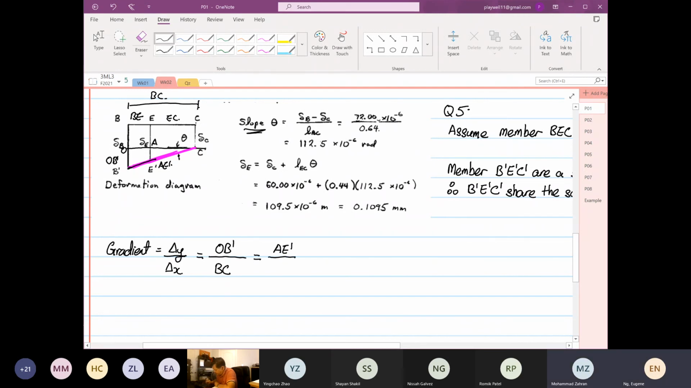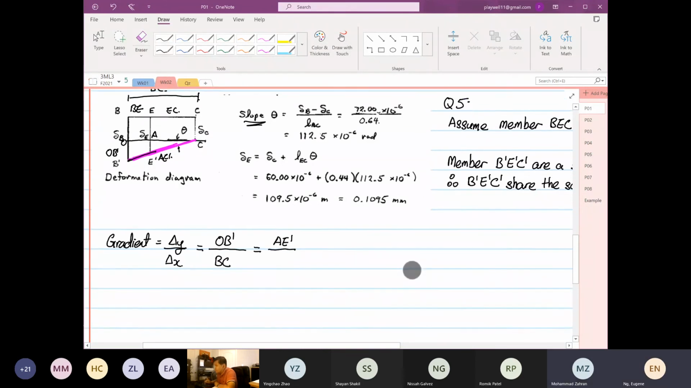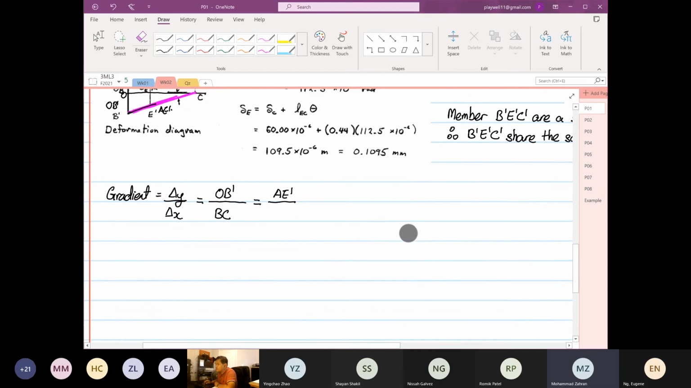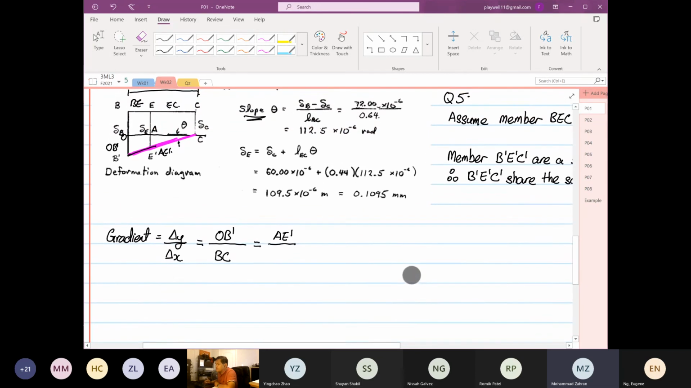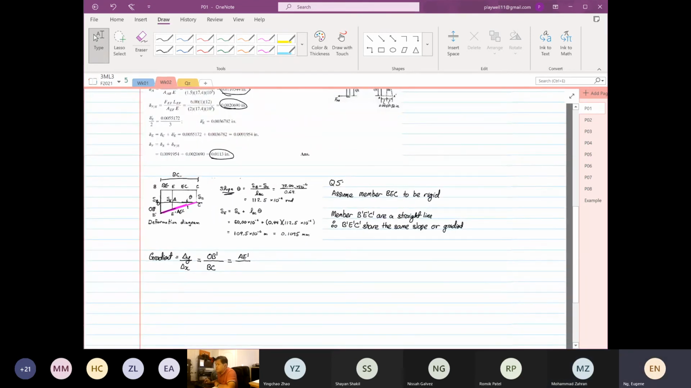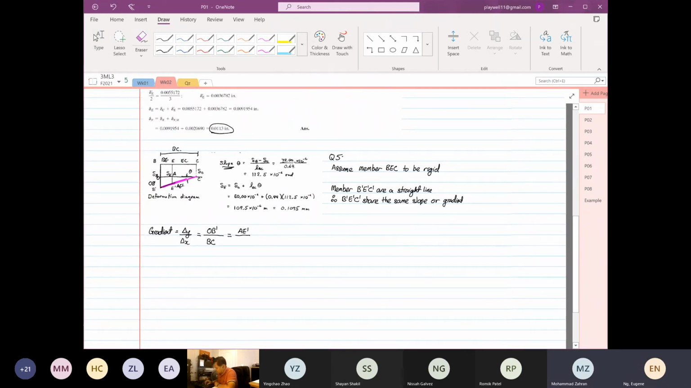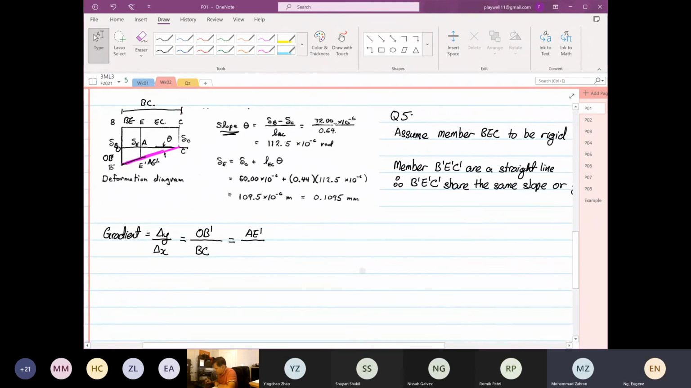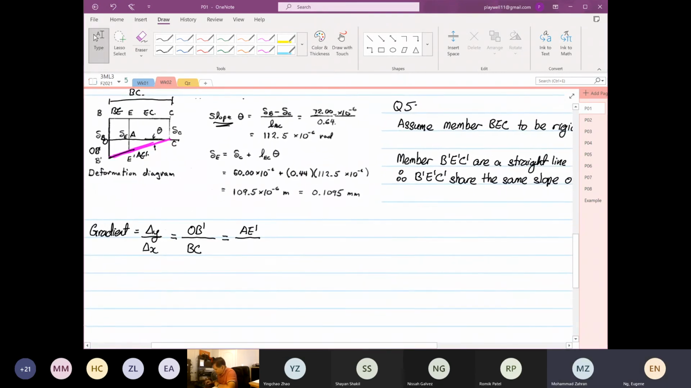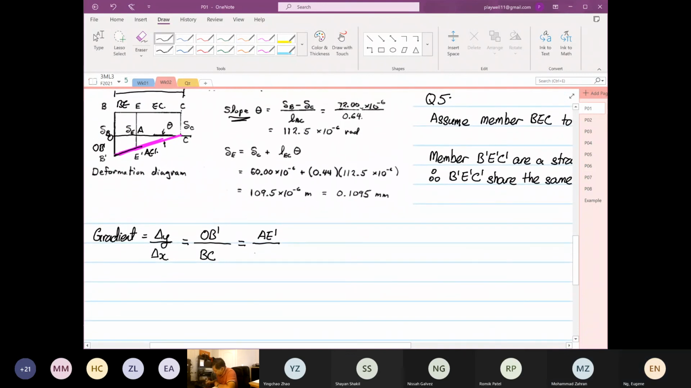Sorry, sir, I think my screen is frozen. I can't see half of the screen. Can you see now? All I see is the gradient delta y over delta x, and I see B prime EC where you wrote question 5, but I don't see past that. Yeah, because that's what I'm showing you. I'm not writing anything else. Oh, okay, I thought you were writing. The screen was just sitting there. Yeah, I'm writing now. Okay, sorry about that.